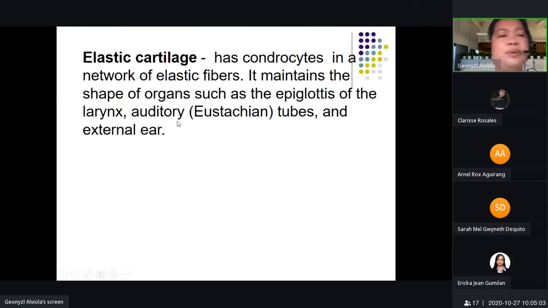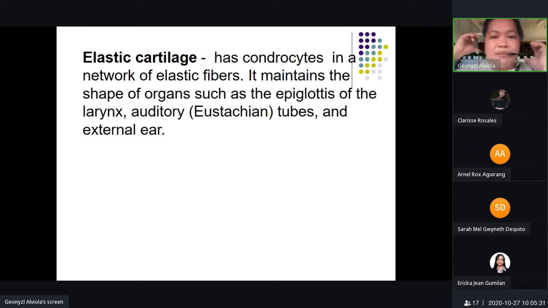Okay. Next, we have the elastic cartilage. It has chondrocytes in a network of elastic fibers. The elastic fibers are made up of elastin, a certain type of protein. It maintains the shape of organs such as the epiglottis, larynx, the auditory or eustachian tubes, and the external ear, your pinna of the ear.